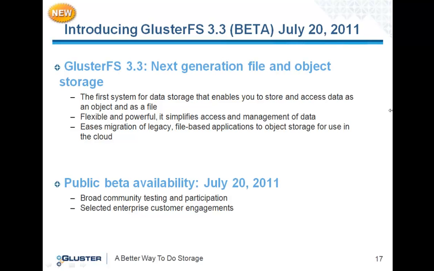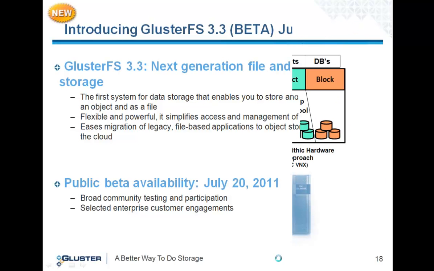So earlier, a week or so ago, on July 20th, we announced the beta release of GlusterFS 3.3. This is the newest version of GlusterFS, and it's truly the first system for storing information that enables you to store and access data as an object and as a file. So we believe this is not just innovative, but the next generation of file and object storage.